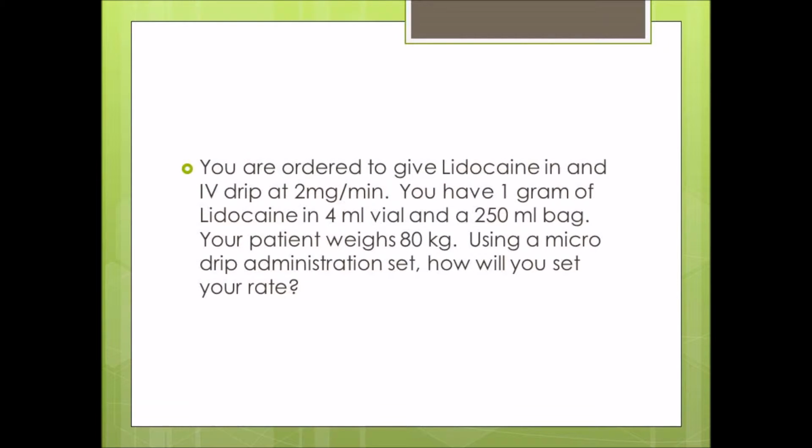Let's try another one. So you were ordered to give lidocaine in an IV drip at 2 milligrams per minute. You have 1 gram of lidocaine in 4 mils. Again, the 4 mils is not important. And you have a 250 milliliter bag. Your patient weighs 80 kilograms. Again, a fooler, not important in this situation.